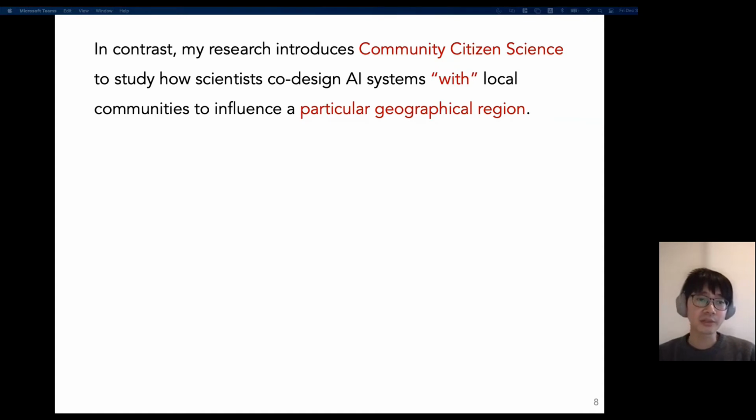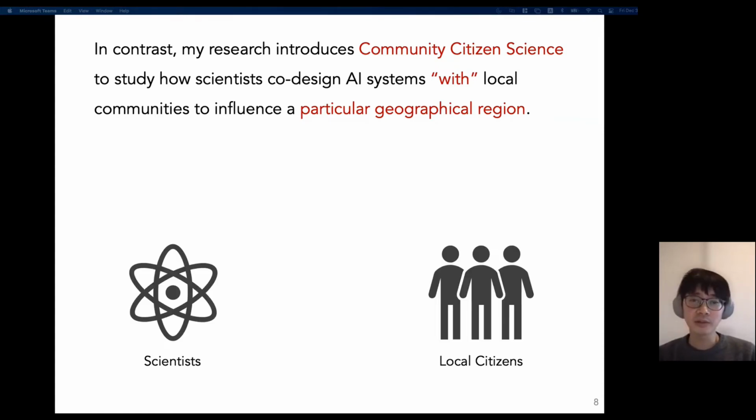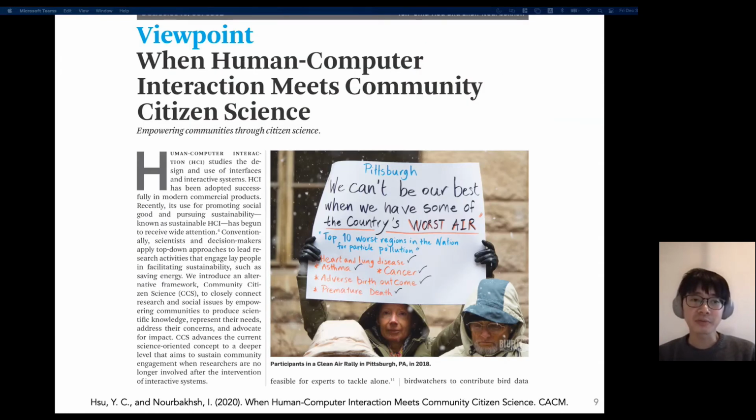So the idea is, here are the scientists and local citizens, but we are inverting this direction. This means we are engaging citizens, and we actively participate in solving the concerns raised by the citizens. So in this case, the research questions are defined by the citizens, and they are closely related to the local context. For this framework, I wrote a paper for the Communications of the ACM.